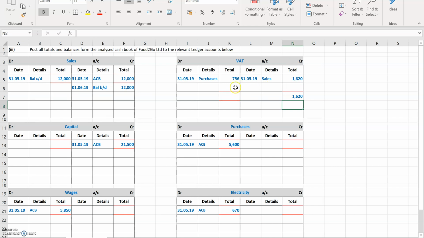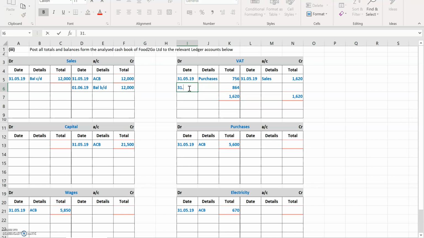Now, we have to find a figure that when it's added to 756, gives us 1,620. So, in your calculator, you're going to put 1,620 and you're going to take away 756, and that's going to give you 864. To test it then, we're going to add those two figures together. So in your calculator, put 756 plus 864, and it should give you 1,620. So this is our balance figure.